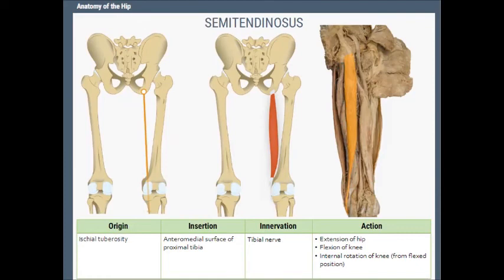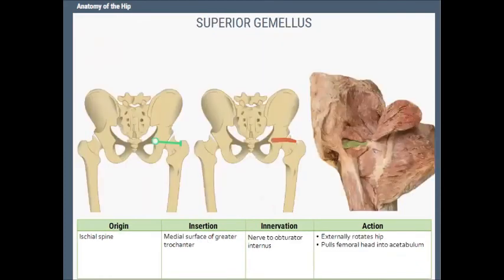Next comes the other one of the gemelli group, that is superior gemelli. Superior gemelli originates from the ischial spine. Medial surface of greater trochanter is the insertion point. Nerve to obturator internus, and it helps in the external rotation of hip.